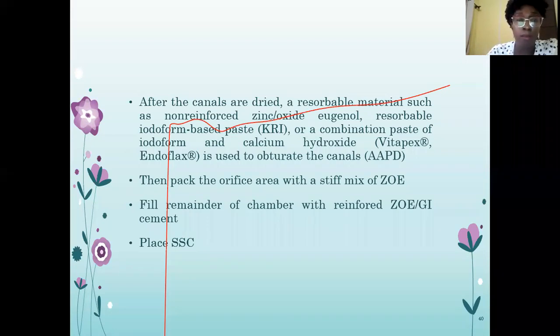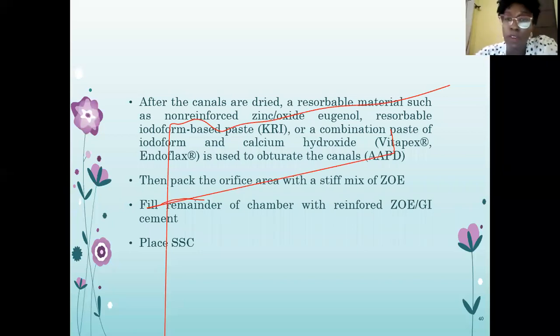There are different materials, different equipment that you can use. You can use your finger spreader, introduce your material into the canals. Some of these combinations, Vitapex, they come with a very nice long tip that will reach to your stop, and you introduce it. There's also rotary means of introducing all these obturants into your canals. After you have obturated, you pack with a stiff mix of zinc oxide eugenol, and then you fill either with reinforced Zoe, GI, and then definitely place a stainless steel crown.